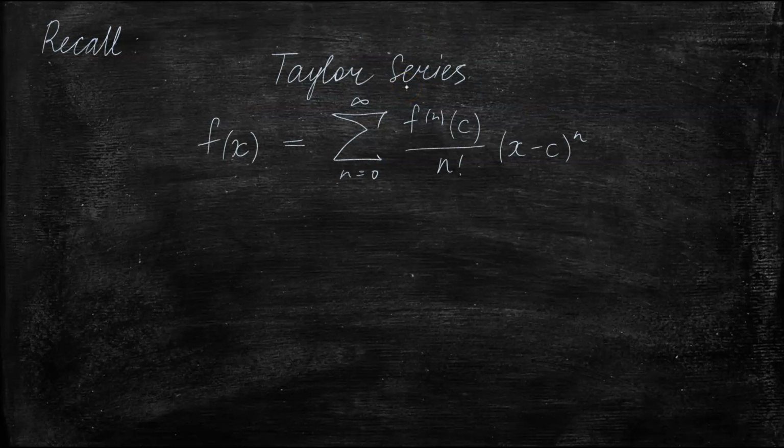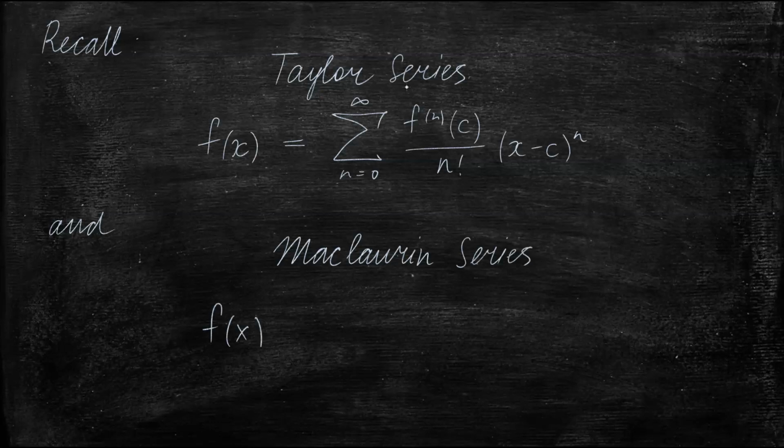And similarly, we have what we call Maclaurin series, which is the same as Taylor series, but we say the Maclaurin series are centered at 0. So by simply choosing c to be equal to 0, we will create what's called Maclaurin series.